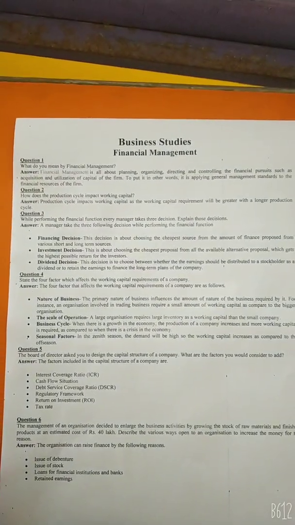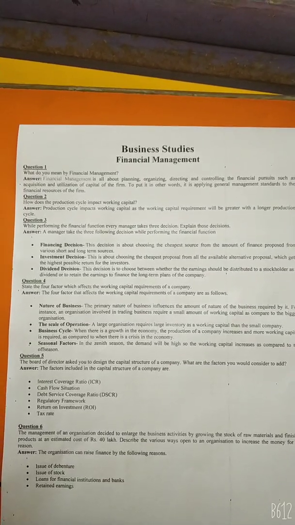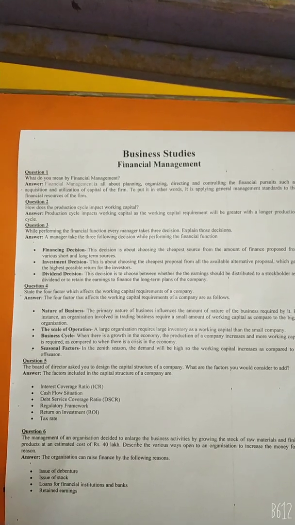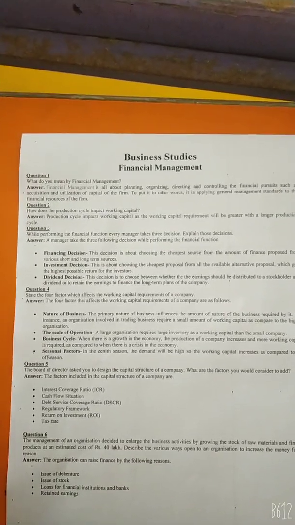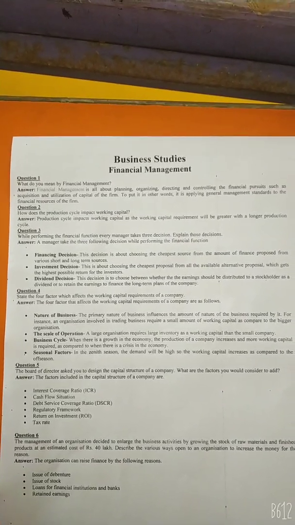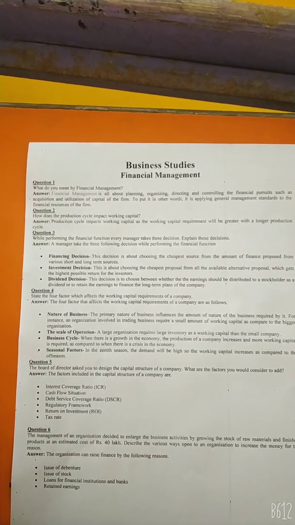Next question, while performing the financial function, every manager takes three decisions. Explain those decisions. The manager takes the following three decisions while performing the financial functions. The first, financing decision. This decision is about choosing the cheapest sources for the amount of finance proposed from the various short and long term sources.